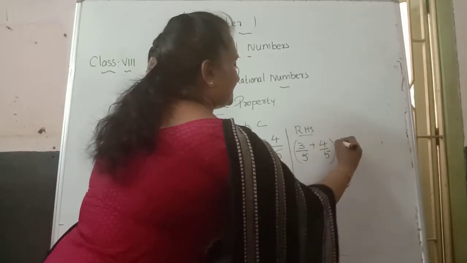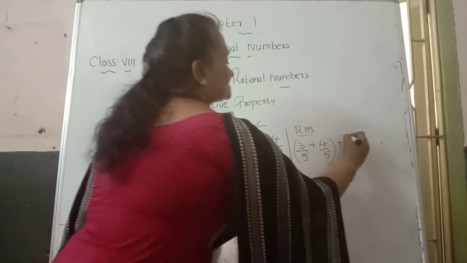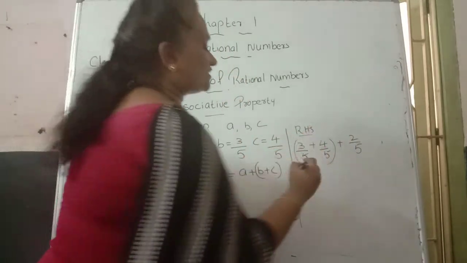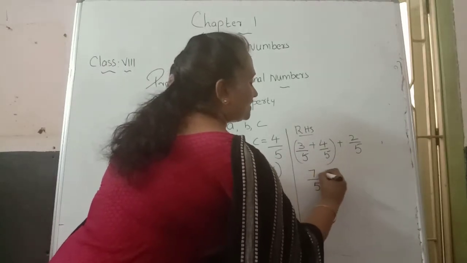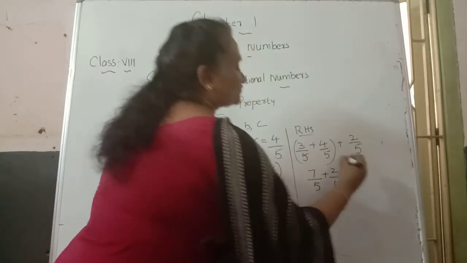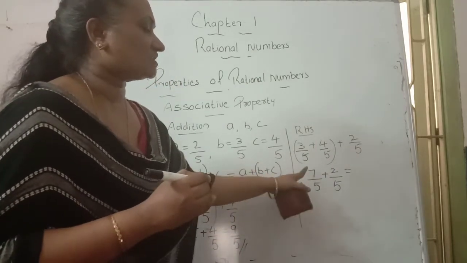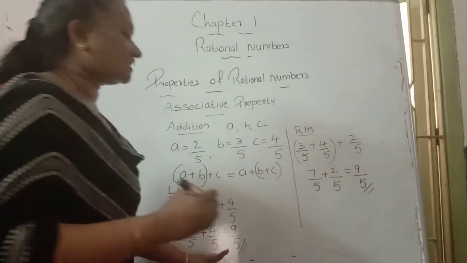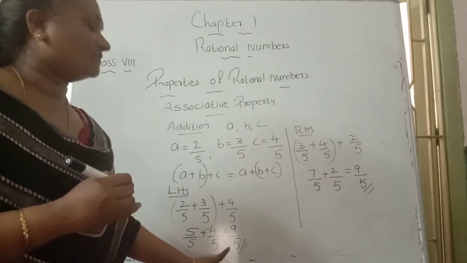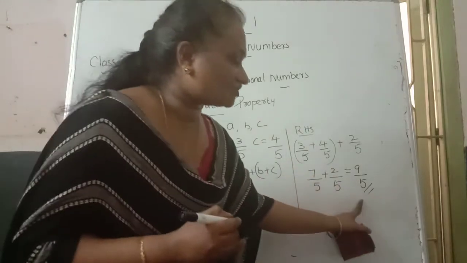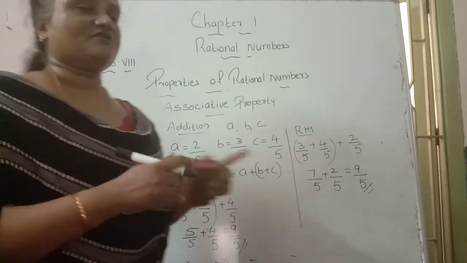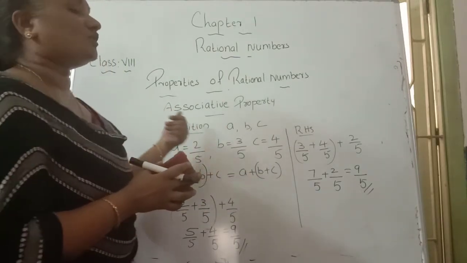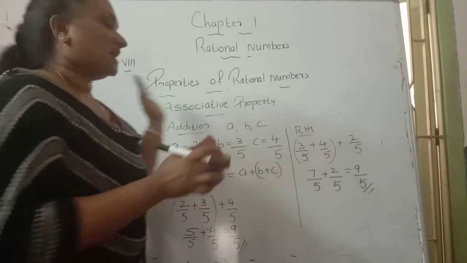That answer is added with the a value answer. So first we add here, same denominator: 3 plus 4 comes to be 7 by 5, plus 2 by 5. Then again both have the same denominator, 7 plus 2 comes to be 9 by 5. So check it here: both answers are the same, only 9 by 5. LHS answer is 9 by 5, RHS answer also becomes 9 by 5. That's why LHS and RHS are equal. The associative property is satisfied under addition.